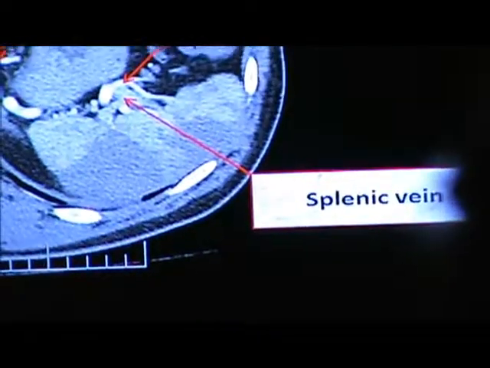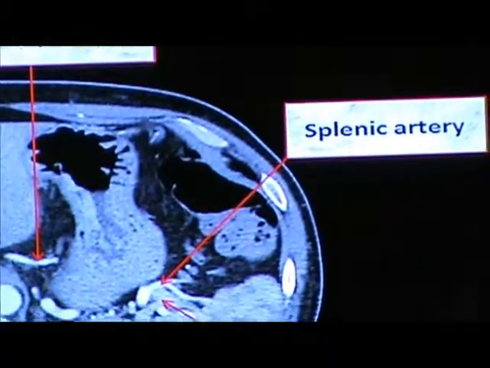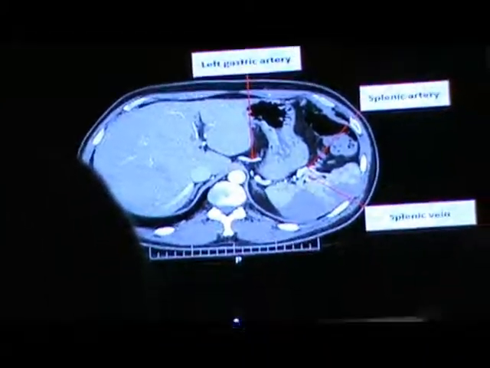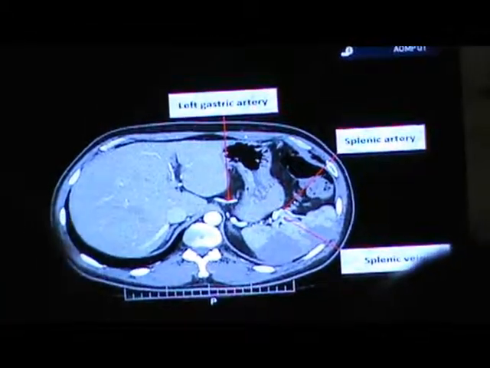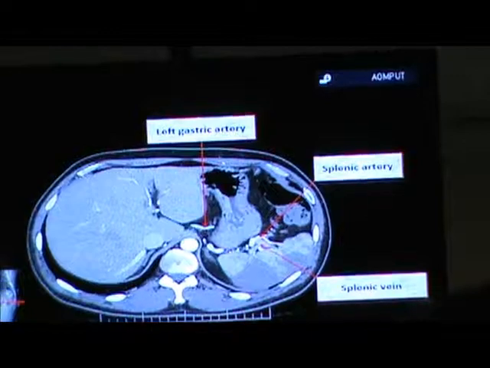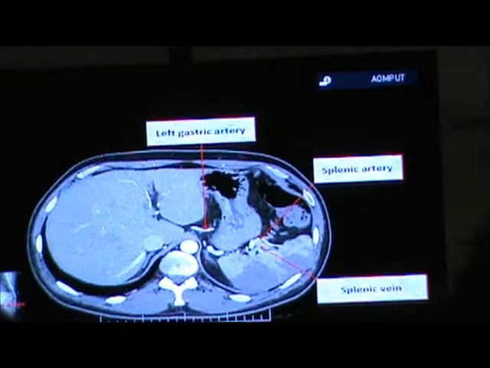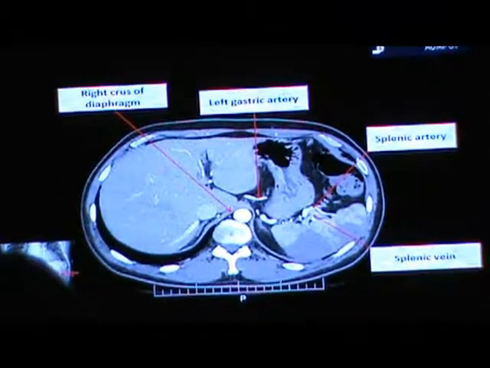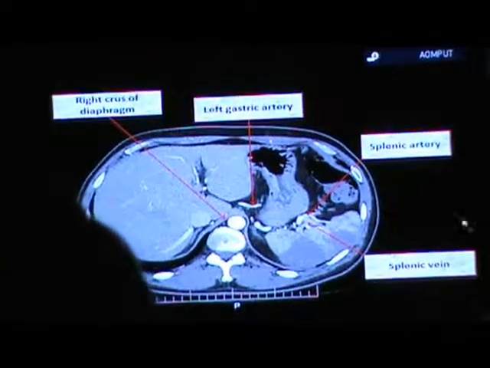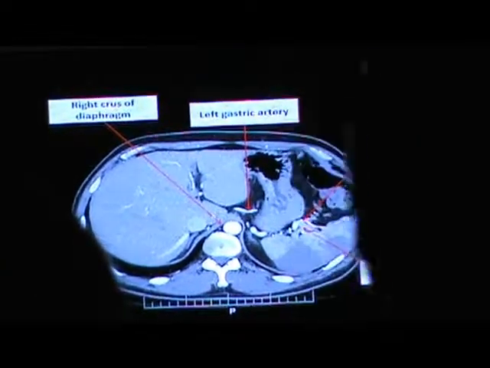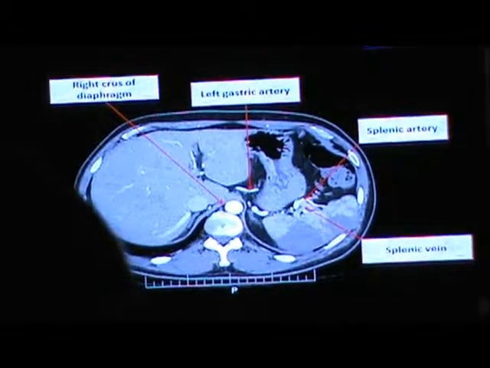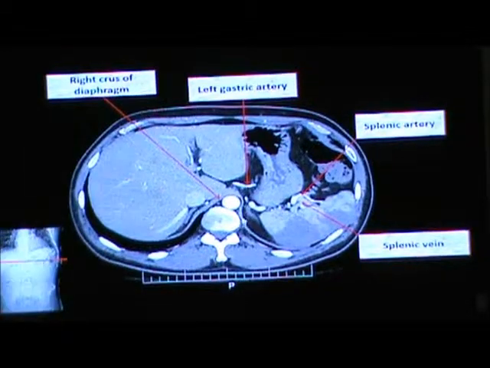just next to it. The artery is much wider because it contains more radiocontrast, because arterial blood is filling it. And once again, the parts of the diaphragm. So the right, yes, the lumbar part of the diaphragm at this level, and the left one.